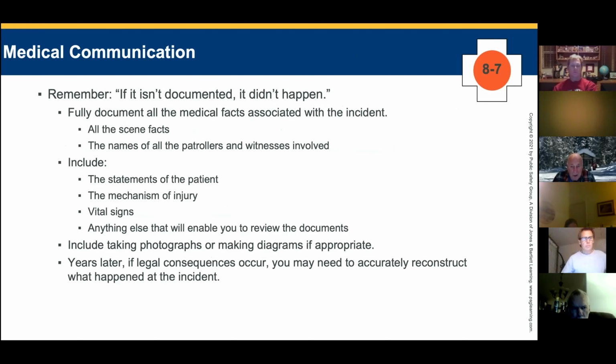I think I mentioned at the beginning, if it isn't documented, it didn't happen. I think Riz gave you everything. We talked about the statements, the patient, mechanism of injury, vital signs, anything else that'll help you review the documents. Now, the statement here is include taking photographs or making diagrams if appropriate. Now, to the best of my knowledge, as patrollers, we do not take photographs.